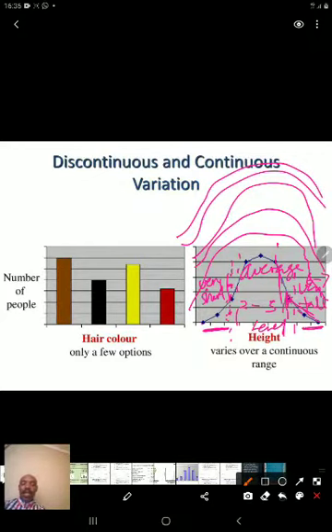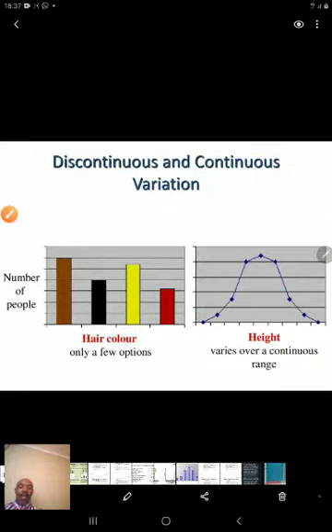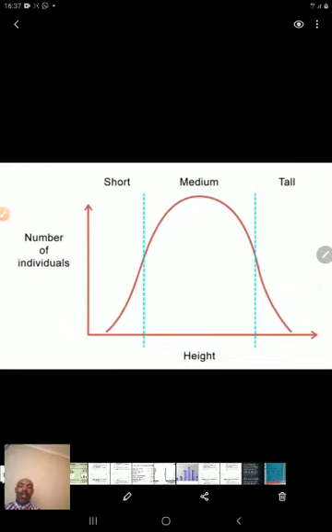graph. But with discontinuous, it's just a bar graph. It's just either you have this type of hair color or a black color or a blonde or whatever. You see, there are only few options. It's not like a lot of options. So I hope you understand now the difference between one extreme and another. You see, this is one extreme, very short, and this one very tall.